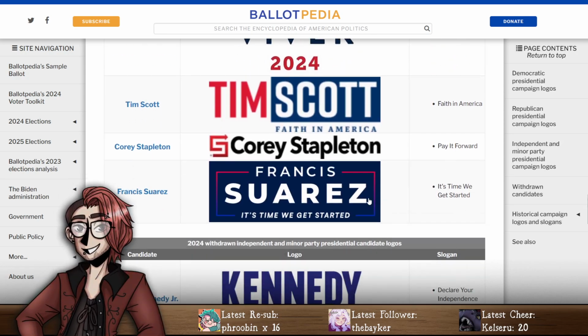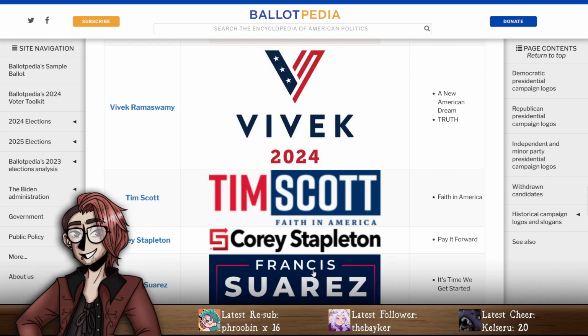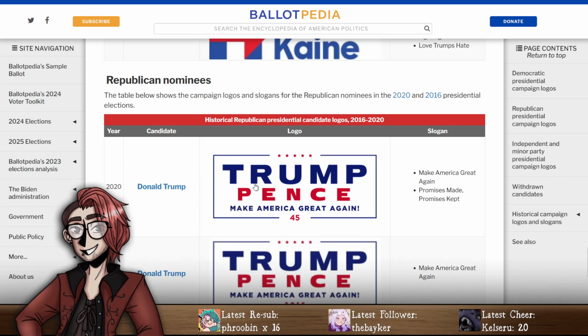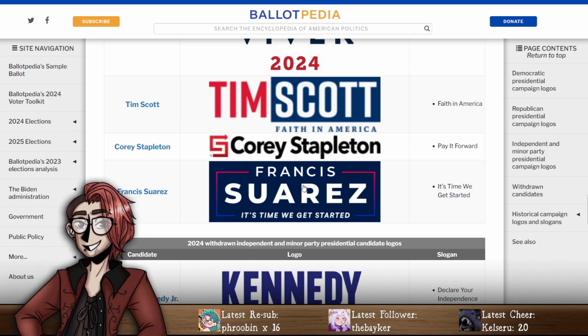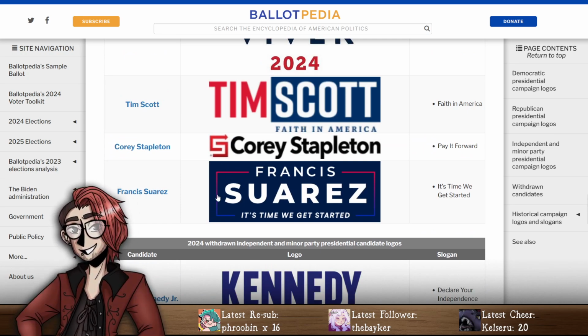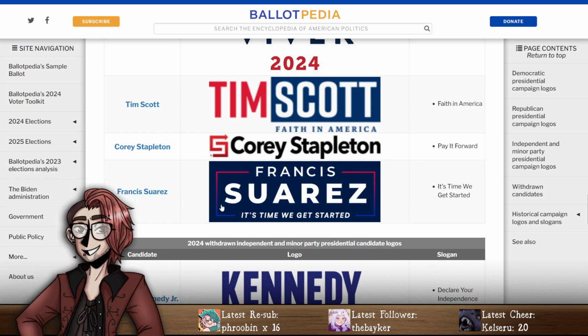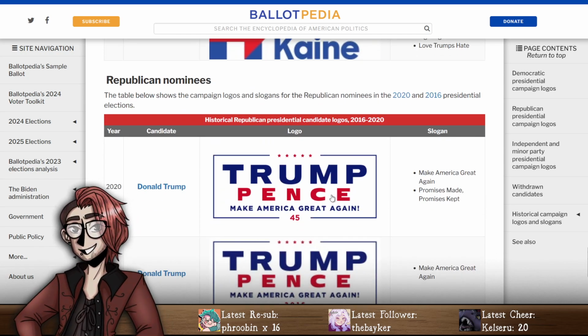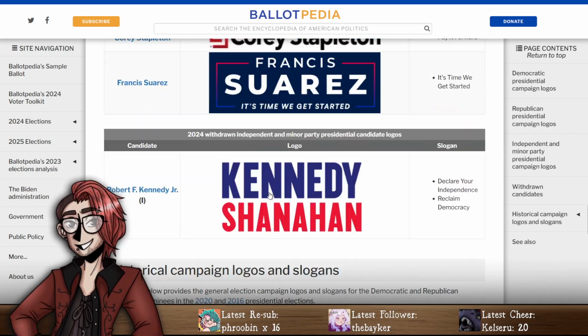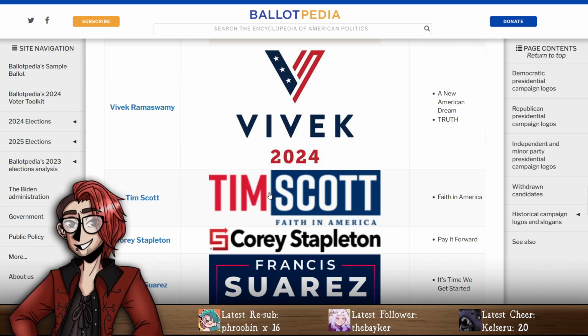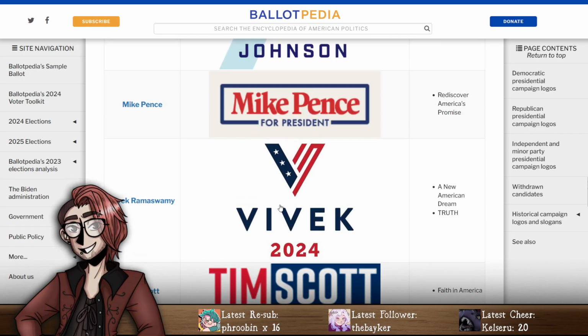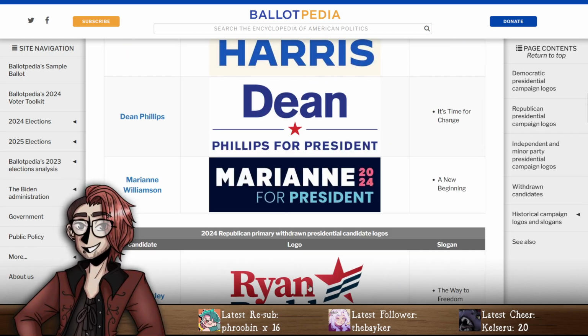And Francis Suarez, again, this is yet again just Trump's logo with the colors inverted. I like the gradient. The gradient is nice, but it's just this, but with the colors inverted. So far, if we're voting purely on logos, Vivek gets my vote from the Republicans.